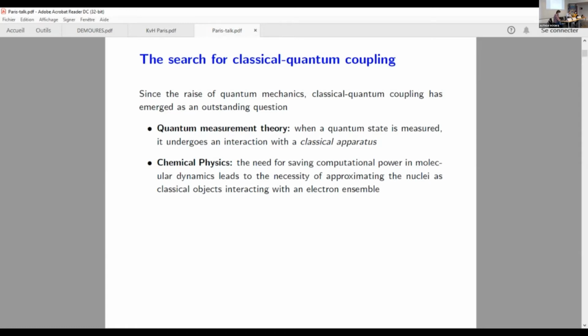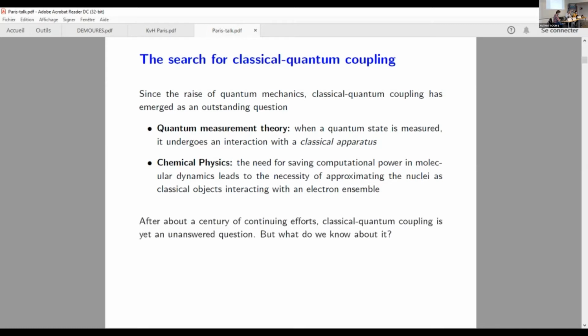apparatus. But what is more interesting to me personally is the applications in chemical physics, where you actually need, for saving computational power, the nuclei to be approximated as classical while the electrons are left as fully quantum. And this is due to the curse of dimensionality in quantum chemistry simulations.